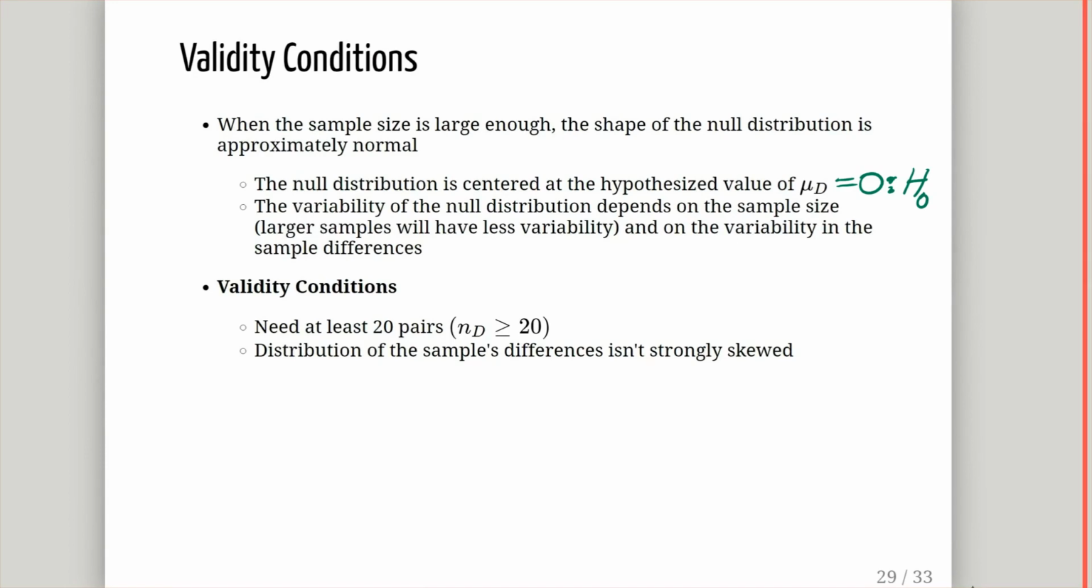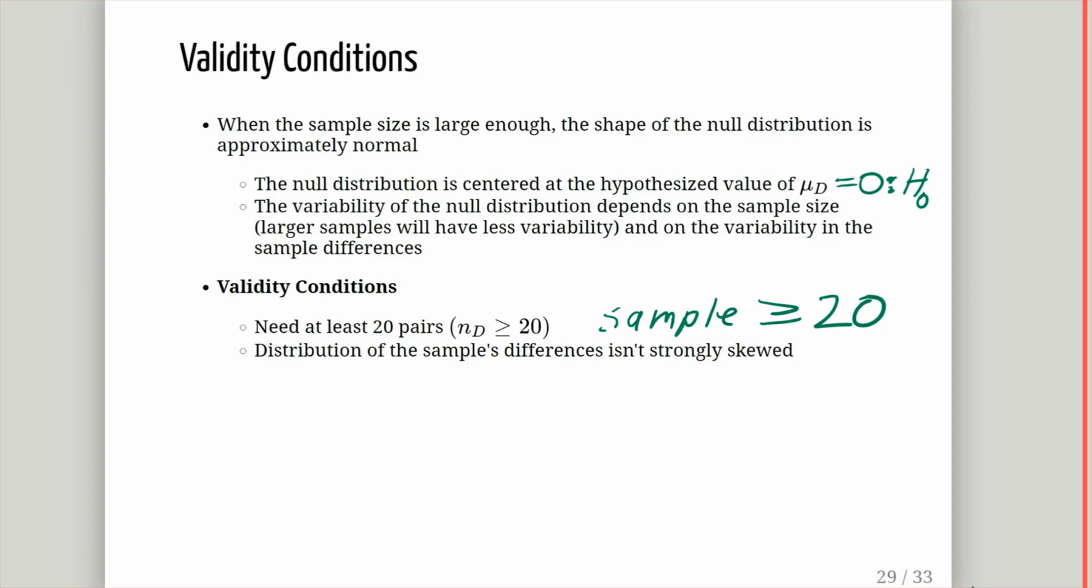Also, in statistical terms, the variability of the null distribution needs to depend on the sample size. So remember, if we have a larger sample size, we'll have less variability and our distribution will be more narrow. It also needs to depend on the sample differences and how variable or spread out they are. Well, how do we know if these two conditions will be met? We just need at least a sample size of 20 or more. So we need at least 20 pairs.